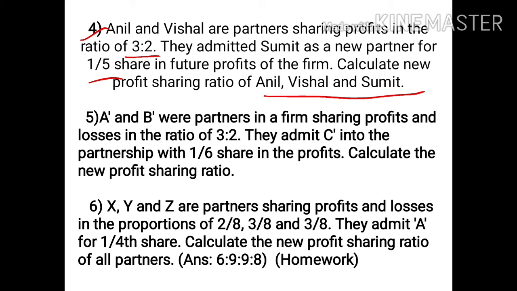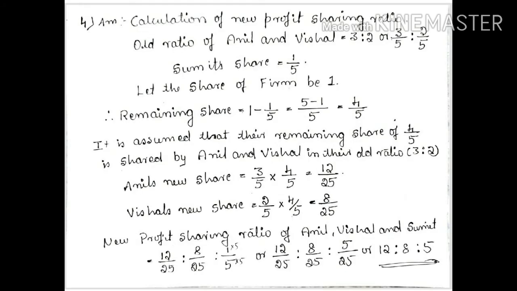So in the previous problems 1 and 2, you can see that share surrendered by old partners, that information was provided, whereas in this problem only 2 informations provided, that is old share of old partners as well as new partner share. Only these 2 informations provided. So using these 2 informations we have to calculate new profit sharing ratio.